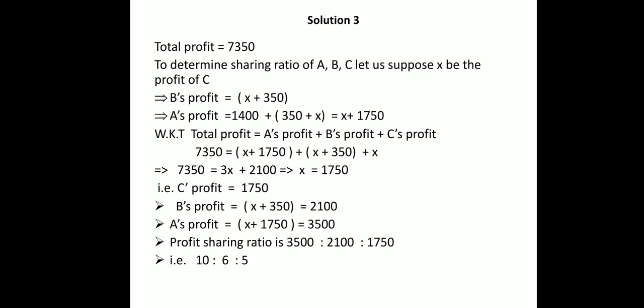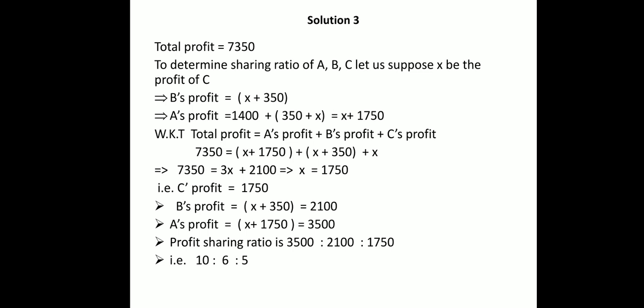Similarly, A's profit equals 1,750 plus X. Why is it so? Because A receives 1,400 more than B, so that is X plus 1,750. So A's profit equals X plus 1,750, that is 1,750 plus 1,750 equals 3,500. That is A's profit. Now what is our share now?